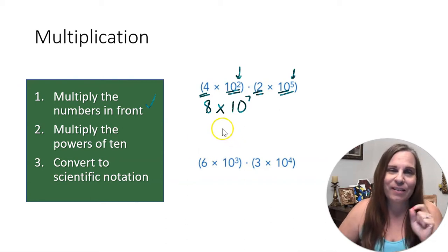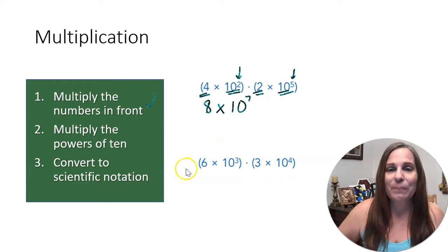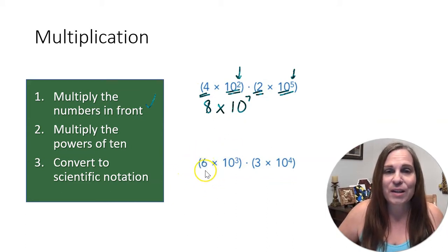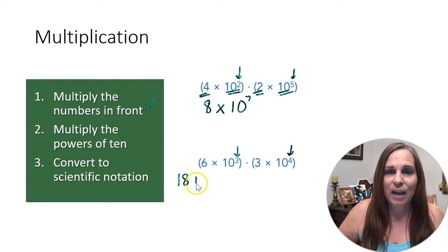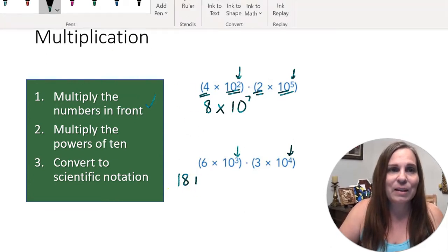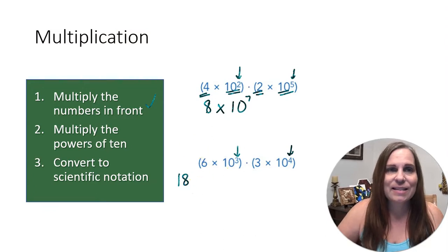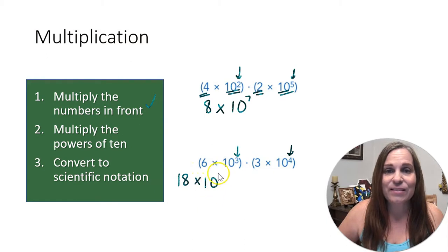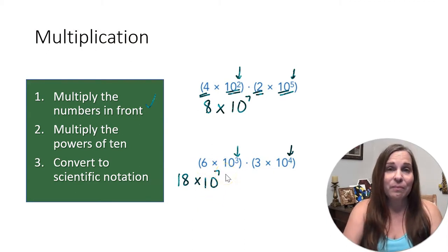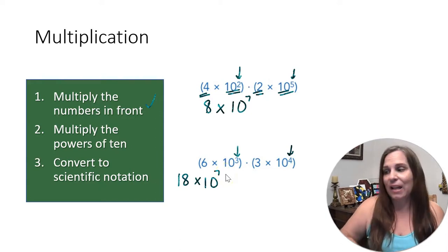The next one that we're going to do has a little bit more work at the end of the problem. So we're going to start off the same. Multiply the numbers out in front. 6 times 3 is 18. I'm going to do it over here so I have enough room. And then we have the powers of 10, right? So to multiply these powers of 10, we add the exponents. So we get 10 to the 7th, right? So that looks good. It's exactly what we did with the other one.